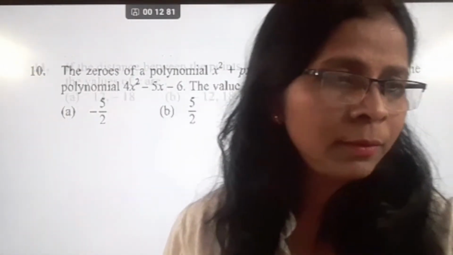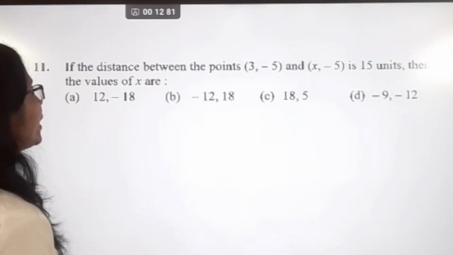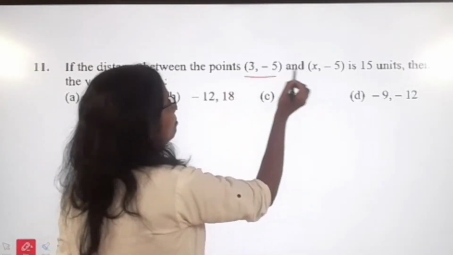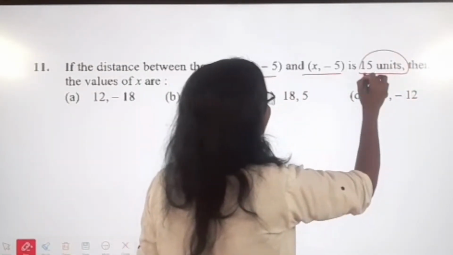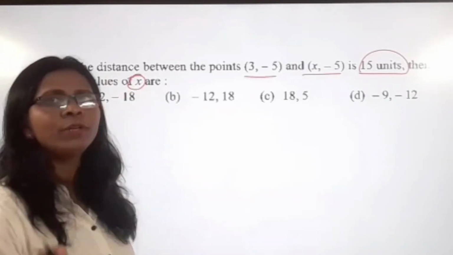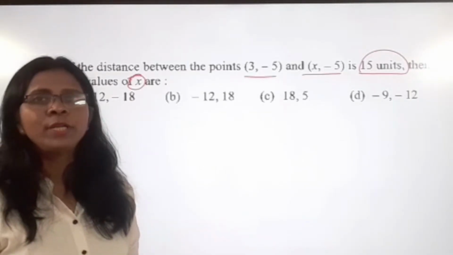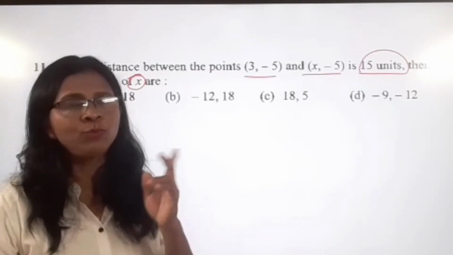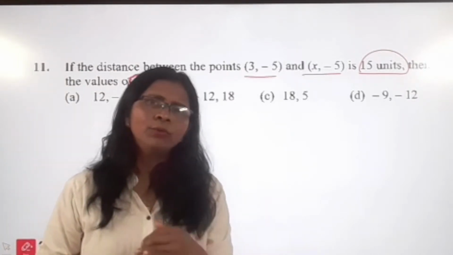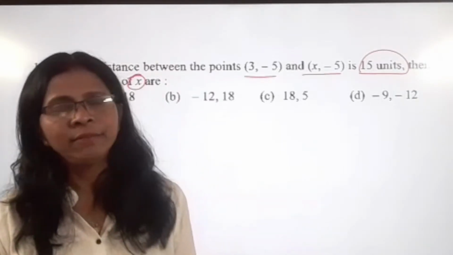Next example. If the distance between the points (3, minus 5) and (x, minus 5) is 15 units, then the values of x are? Yes students, we have to calculate the value of x. There are two points and we have to find the distance between them. If we use the distance formula, then we can get the value of x.